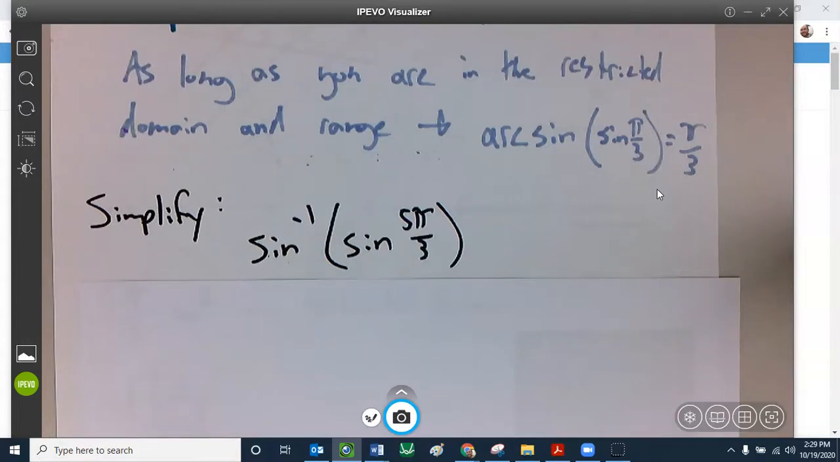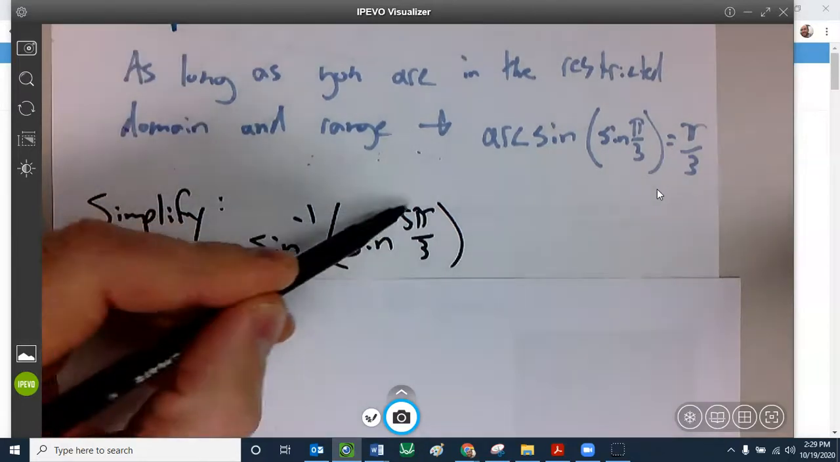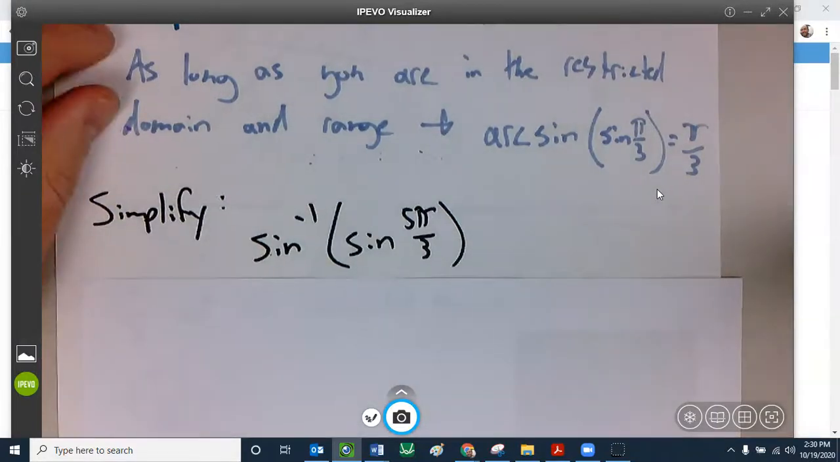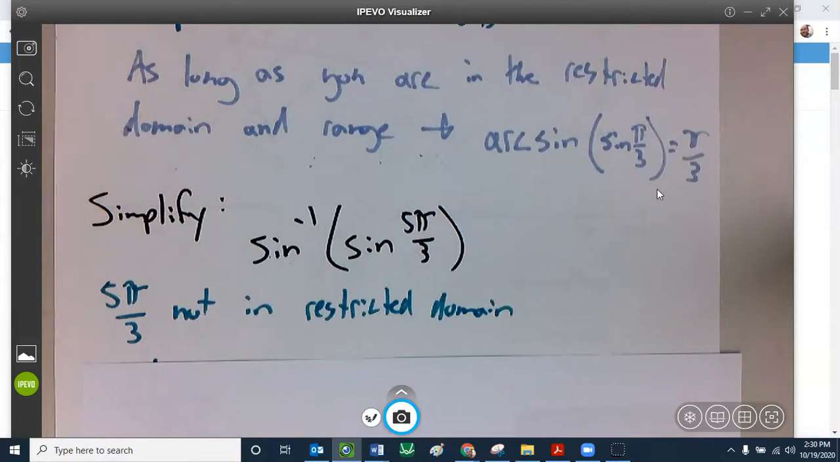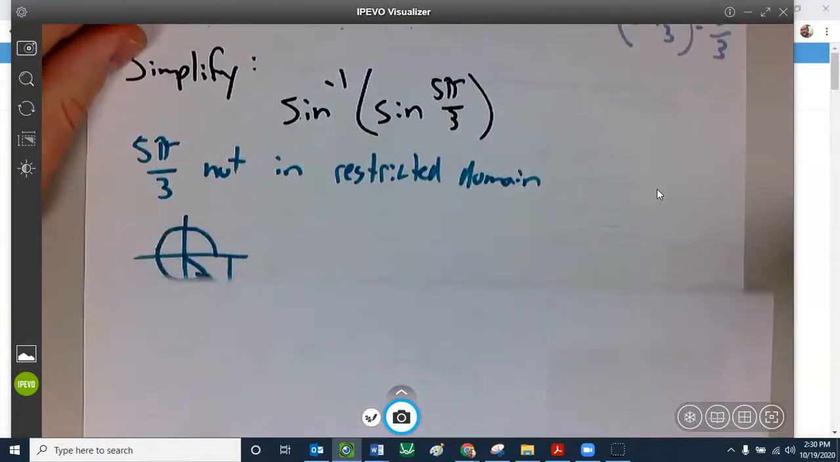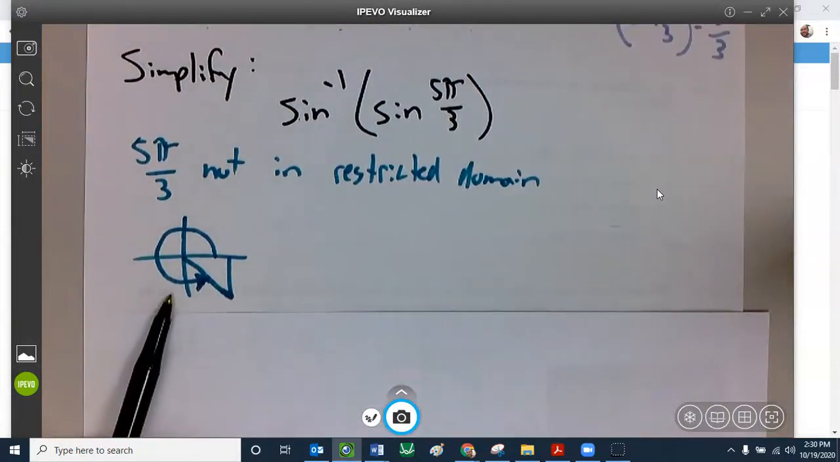The inverse sine of the sine of 5 pi over 3 is not 5 pi over 3, because 5 pi over 3 isn't in our restricted domain, right? Between negative pi over 2 and pi over 2 if we're in radians. So that doesn't work. We need to find an angle that's coterminal with this, or has the same sine as this, that is in our restricted domain, and then we can apply this little cancel-it-off rule. So there's 5 pi over 3.